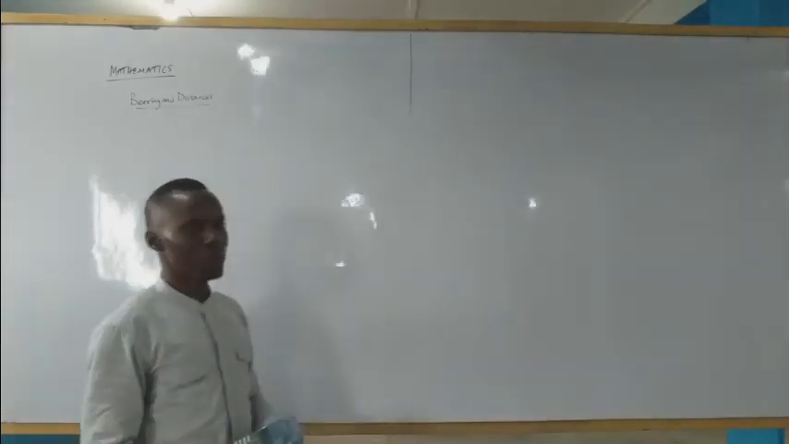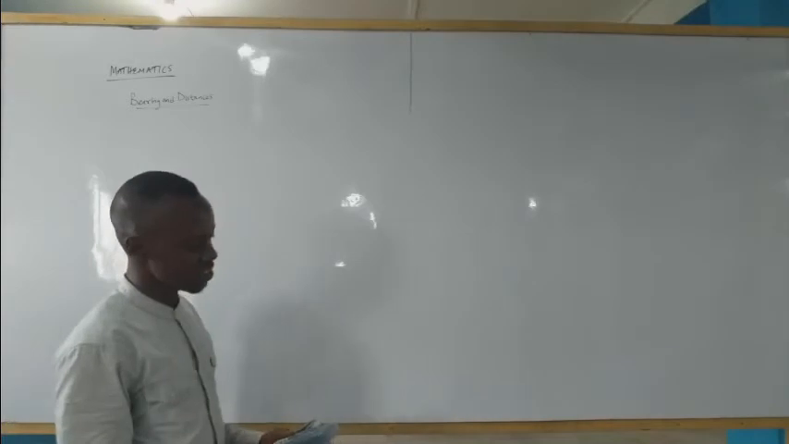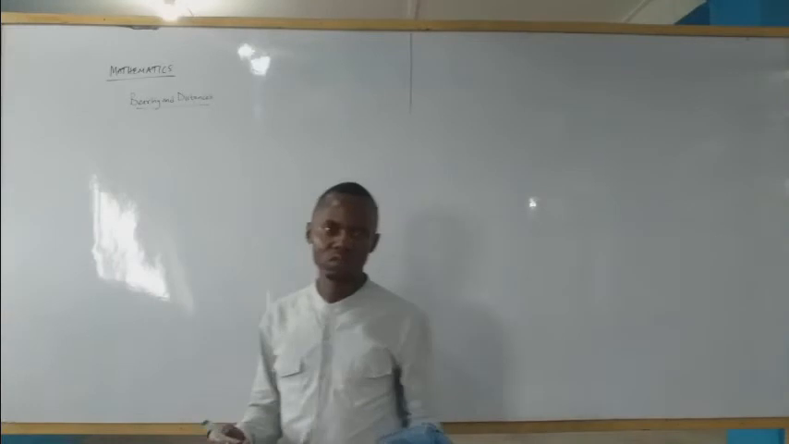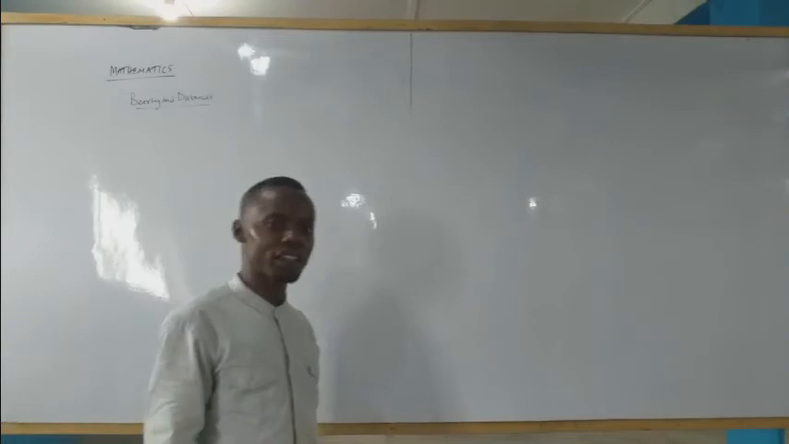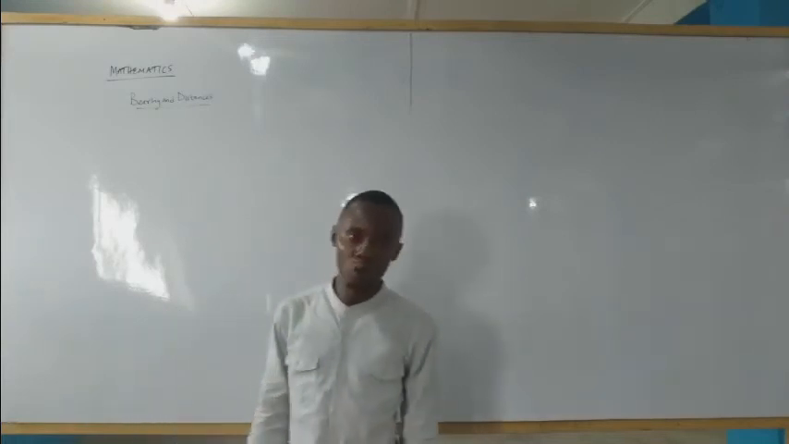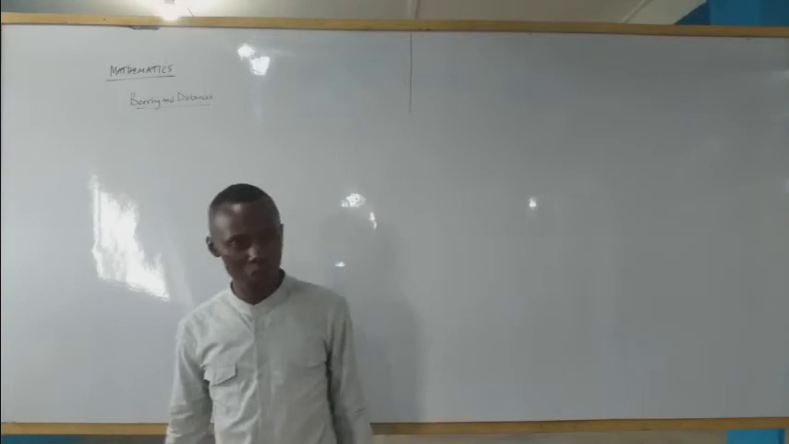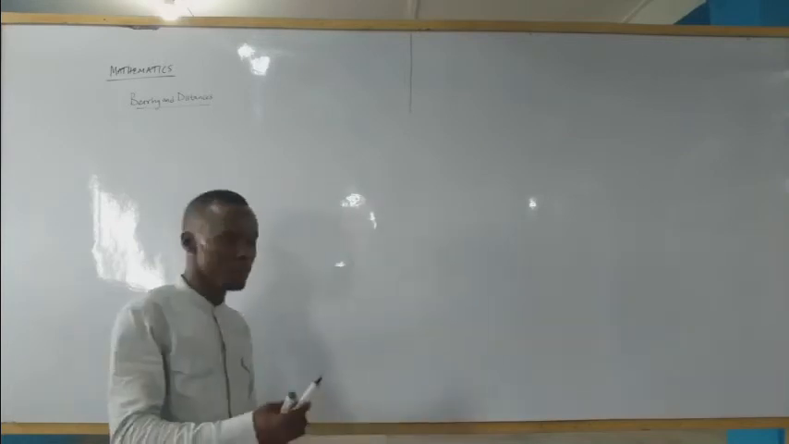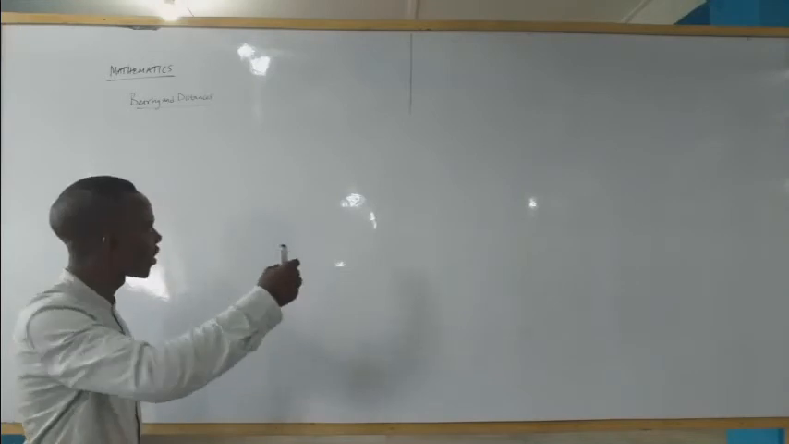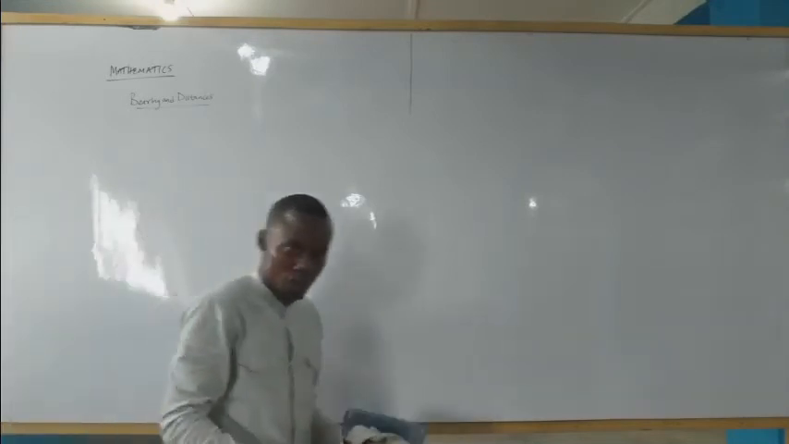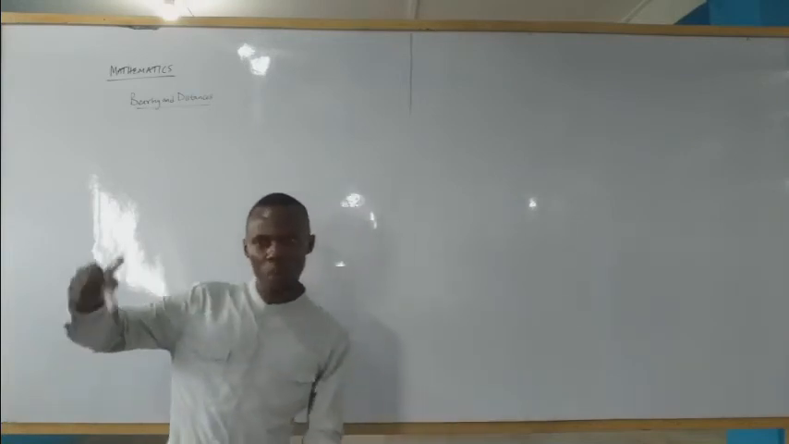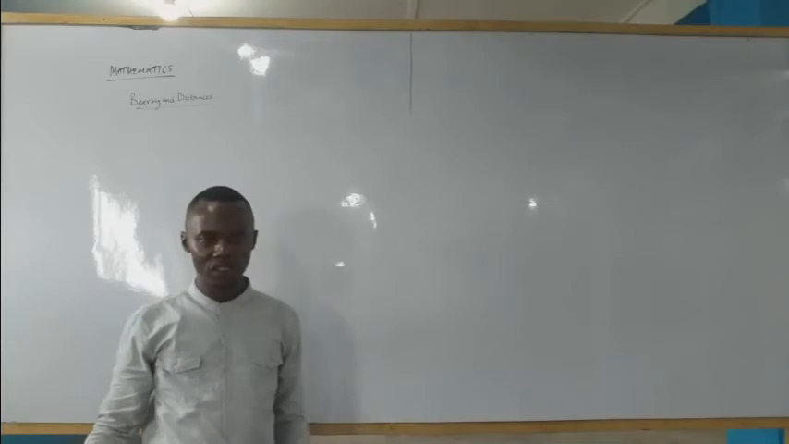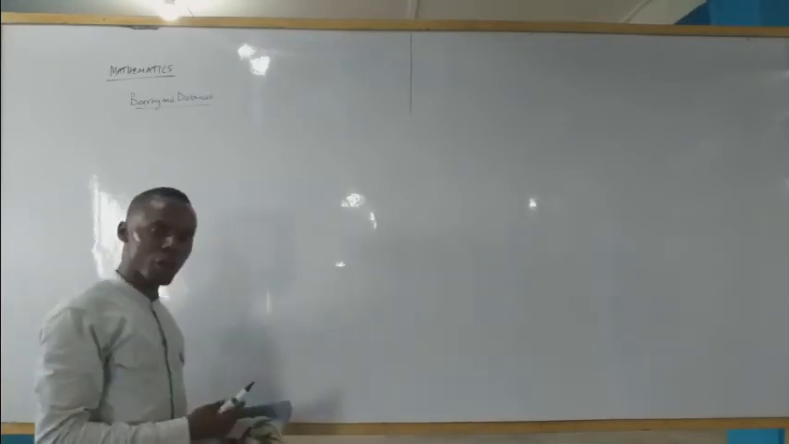Bearing and distances. When we say bearing, what do we actually mean? Bearing is just the direction or the location of a point on the Earth's surface. What is the direction? How do we move from one point to another? How do we determine the location of a point from another point? That is what we are going to look at here.